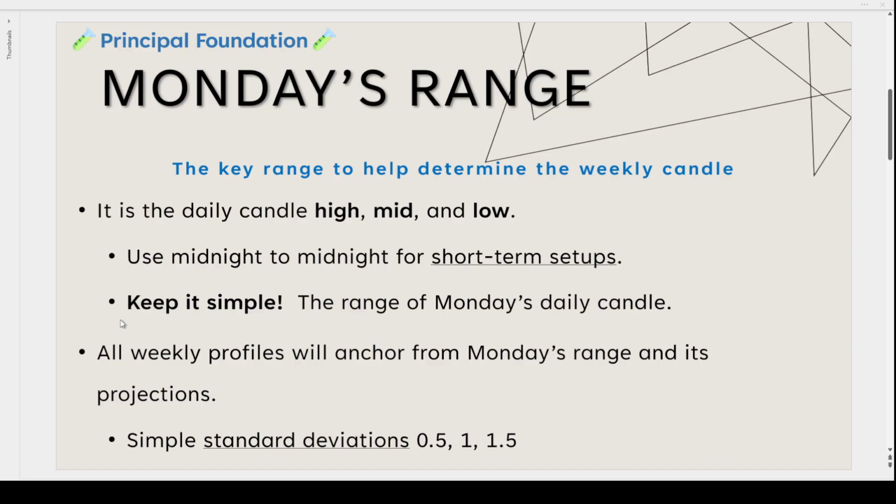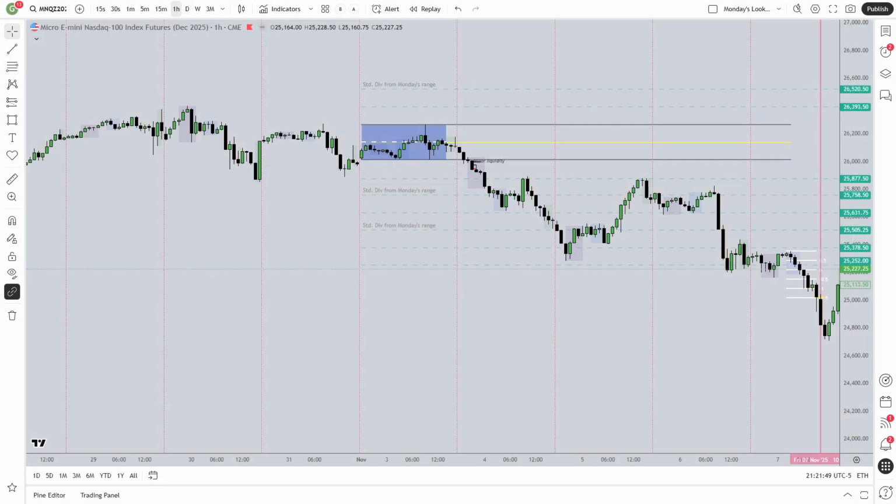The projections are just simple standard deviations, the 0.5, 1, 1.5, or negative 0.5, negative 1, negative 1.5, and you just keep cascading them down. So I'll show it to you in a chart. And let me just switch the screens. This should work.